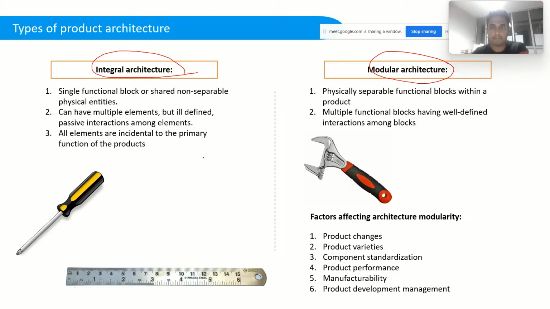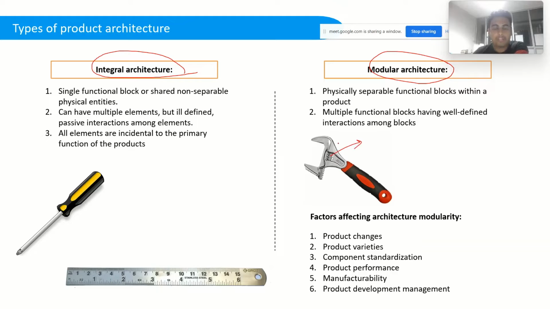Here you can see a screwdriver. We have two or three elements, but there is no integration of relationship of function. But in modular architecture, there is a screw which has an adjustable jaw, which I can see. That is modular, and you can remove it, and it has a different function also.